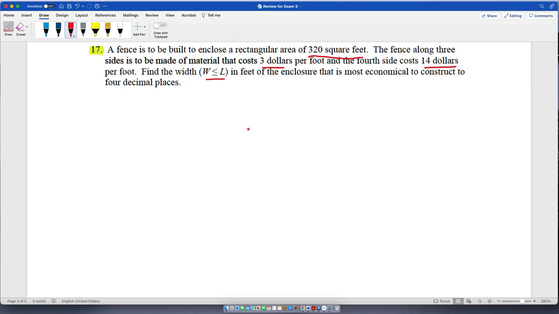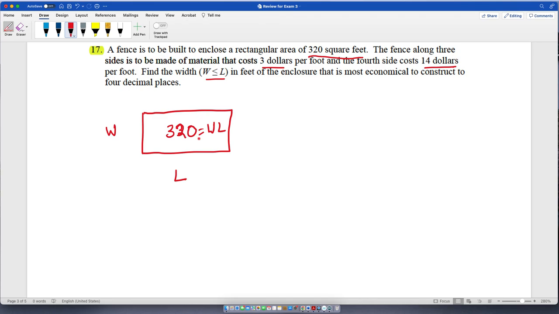Now, let's just think of it. We've got a rectangle, right? So this is what a rectangle looks like. And this one is one where the width is smaller than the length. We know that the area has to be 320, and that's equal to the width times the length. Where do you want to put the $14 side, the material that costs 14? Which side should that be on? On one of the width sides, right? Because that's going to be the smaller.